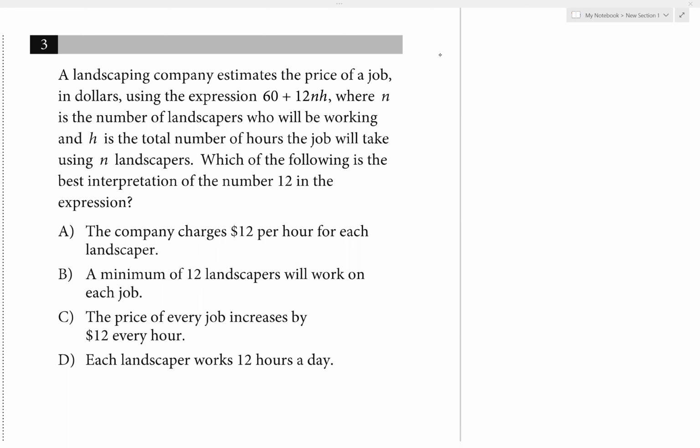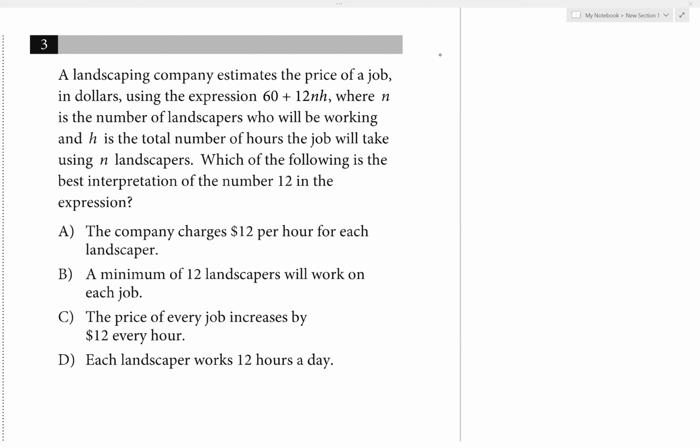Right, number three. A landscaping company estimates the price of a job in dollars using the expression 60 plus 12NH, where N is the number of landscapers who will be working and H is the total number of hours the job will take using N landscapers. Which of the following is the best interpretation of the number 12 in the expression?